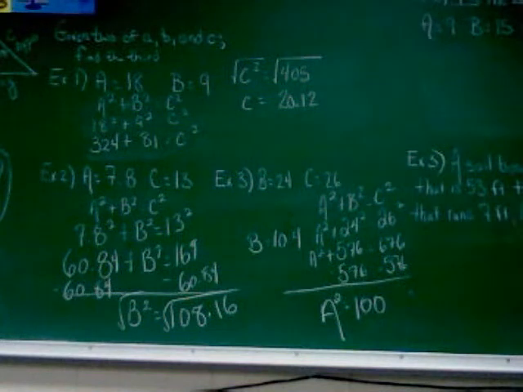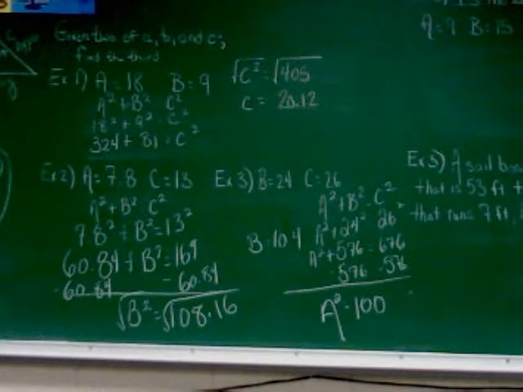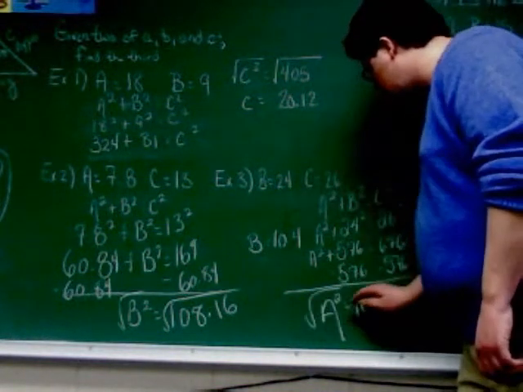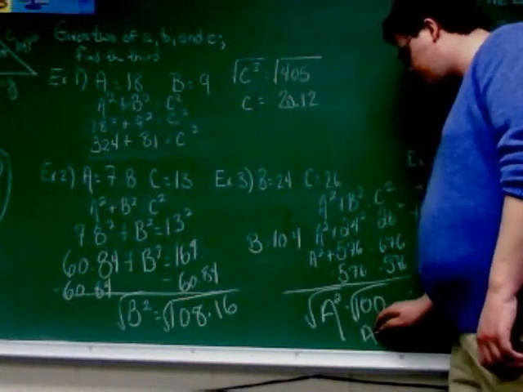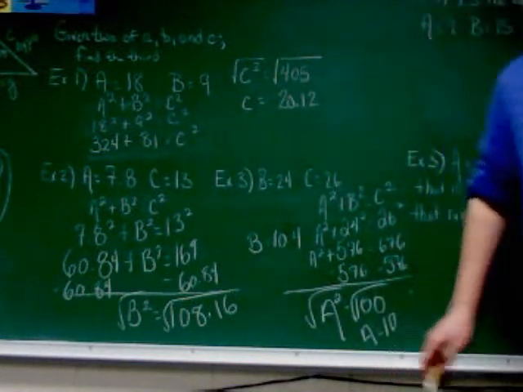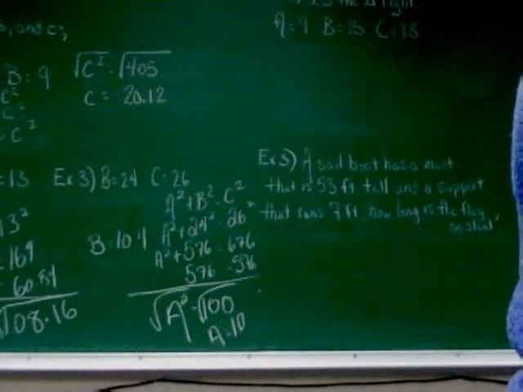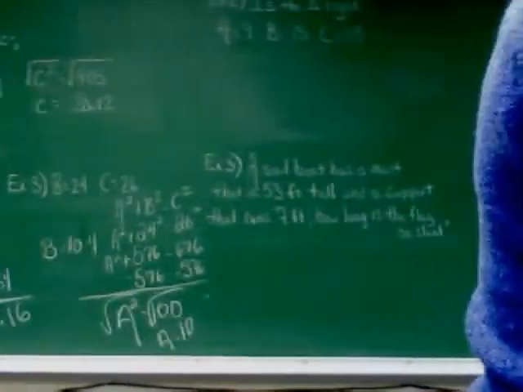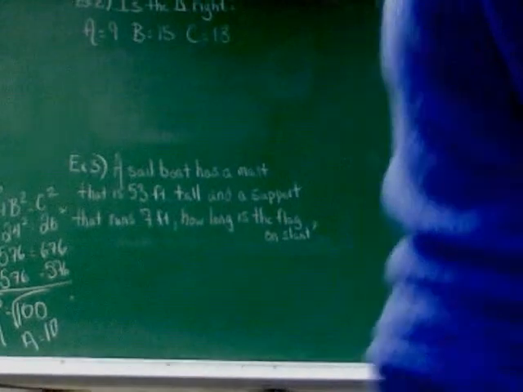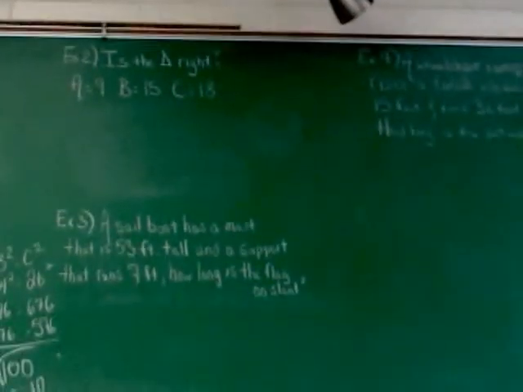Now, this one you can figure out in your head. You don't need me to help you. Take the square root all the way across, and that's going to tell me that a equals 10. There we go. Okay, let's go to the next one.